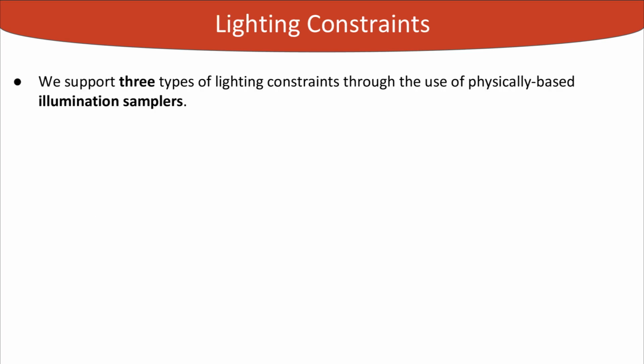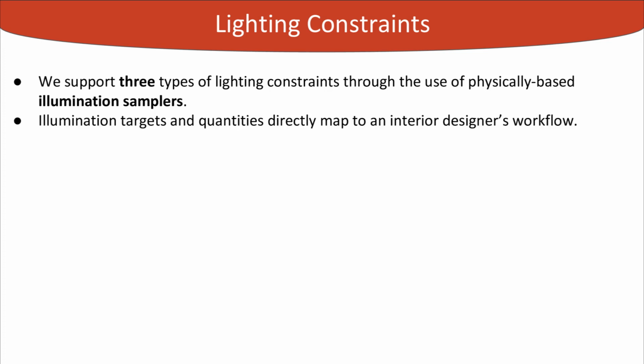And now that we've talked about how we define objects, groups, and their degrees of freedom, we continue by discussing how we incorporate lighting and geometric constraints. We support three types of lighting constraints through the use of illumination samplers. Samplers are used to measure illumination levels using physically based light transport solvers. Illumination targets and quantities directly map to an interior designer's workflow using photometric units. Our framework specifically uses lux and nits accordingly.